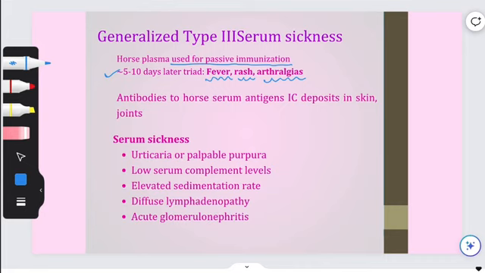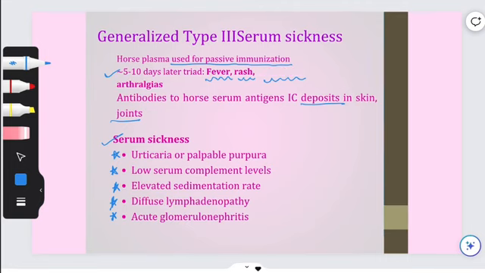What was happening is that immune complexes of horse antigens and antibodies were depositing in the skin and joints of the patients to show the classic triad of symptoms. So, patients who have a classic serum sickness type 3 reaction can get urticaria and palpable purpura. They often have low serum complement levels because these immune complexes consume the complement proteins. They will have an elevated sedimentation rate from inflammation. They can develop effusions. They can also have acute glomerulonephritis from deposition of immune complexes in the kidneys.